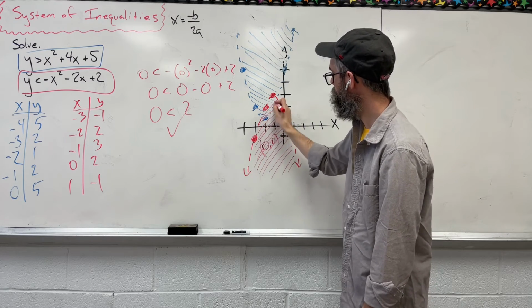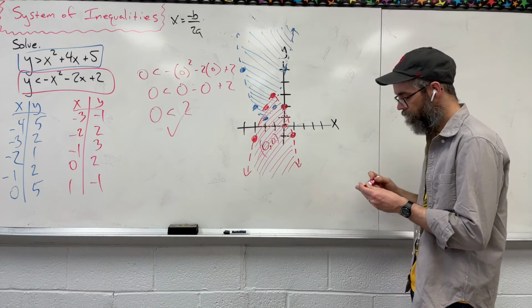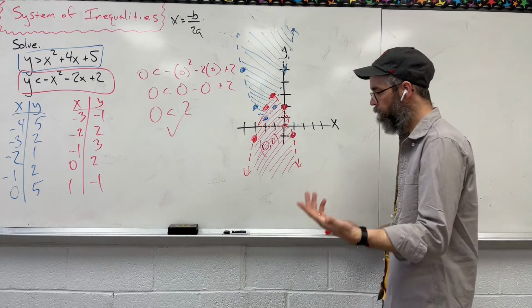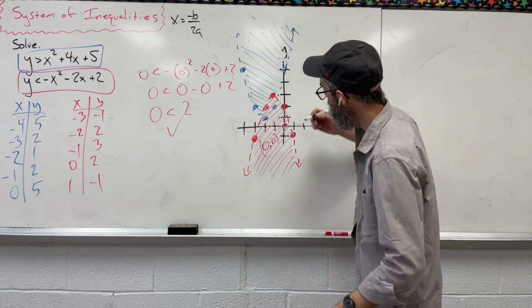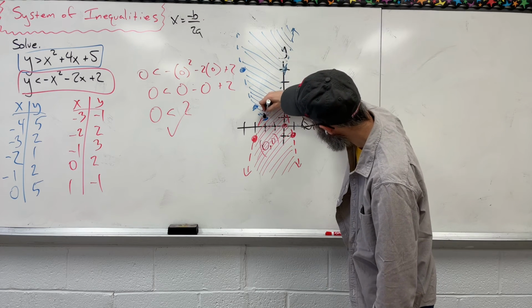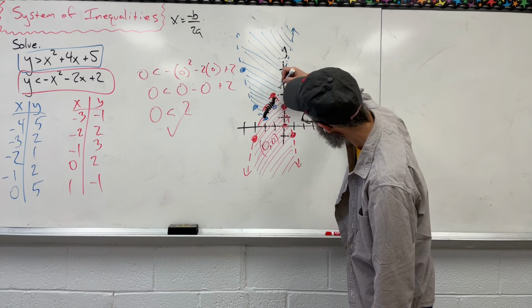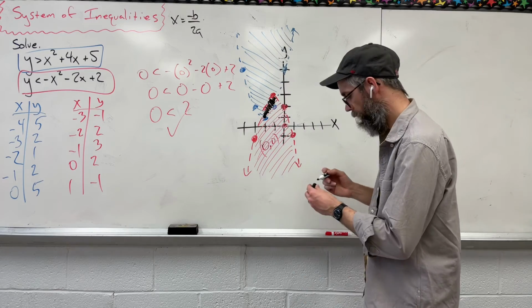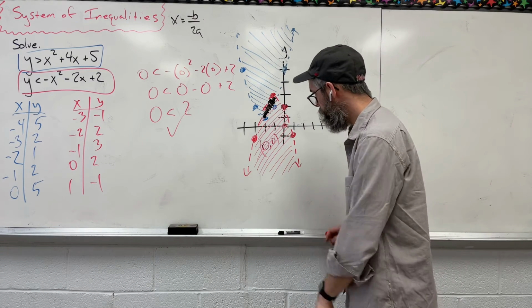This is getting a little sloppy looking. So here's where it gets a little strange. We need to figure out, where does blue and red both overlap? Where are the two overlap regions? In this case, it's going to be that small little area.